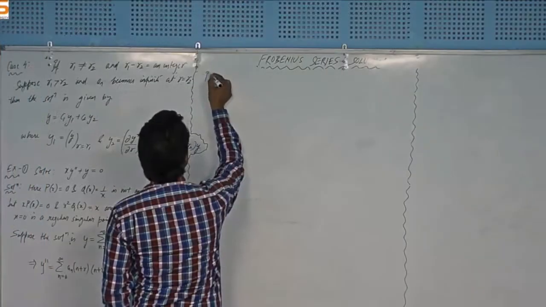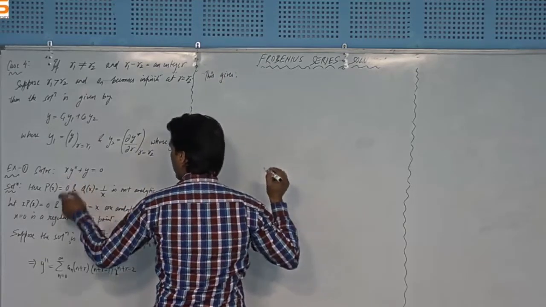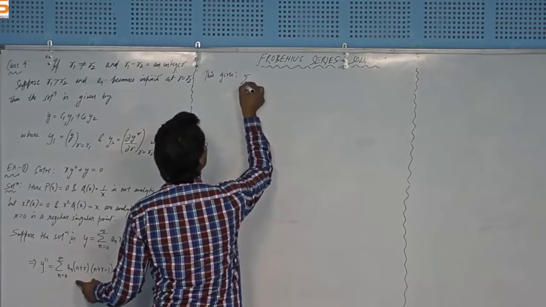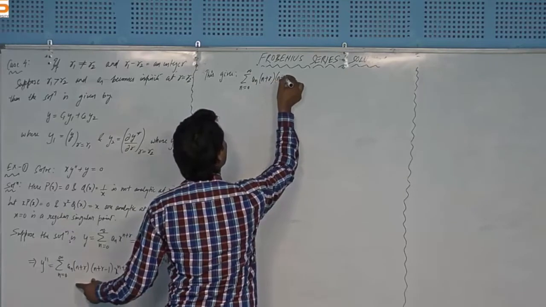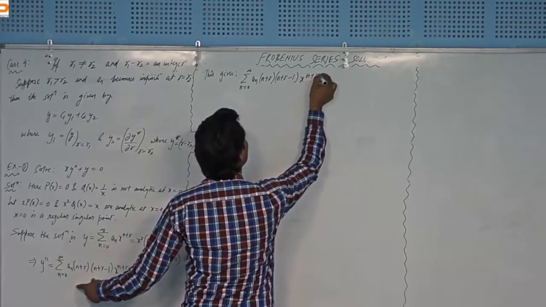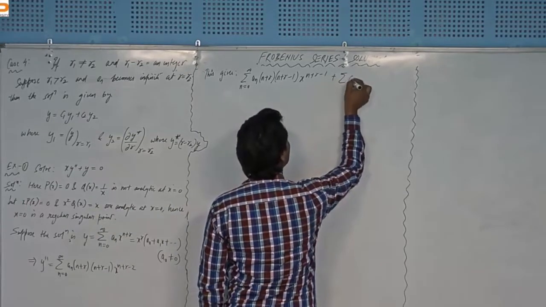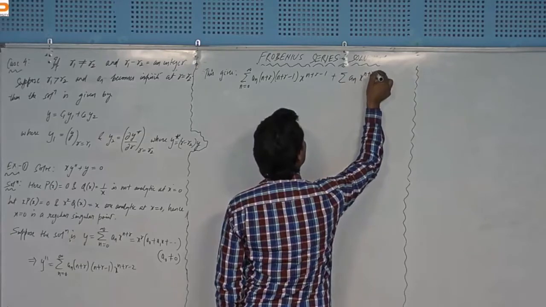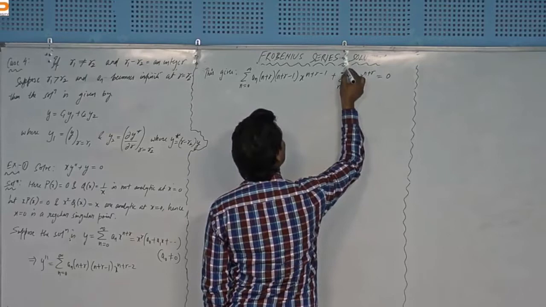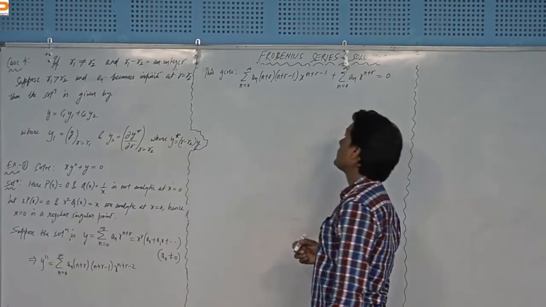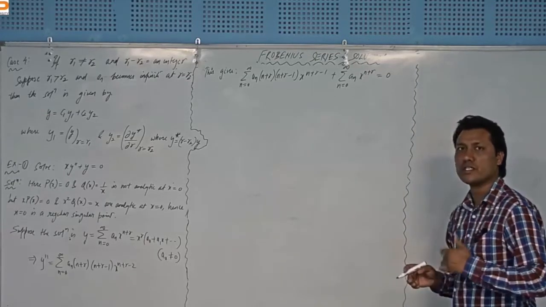So this gives x multiplied by y double dash, so that will produce summation n equal to 0 to infinity a_n (n+r)(n+r-1) x^(n+r-1), right? And then plus y, summation a_n x^(n+r), n equal to 0 to infinity, equal to 0, right? So this is the relation, and from here I should compare the least powers of x in order to get the indicial equation, right?